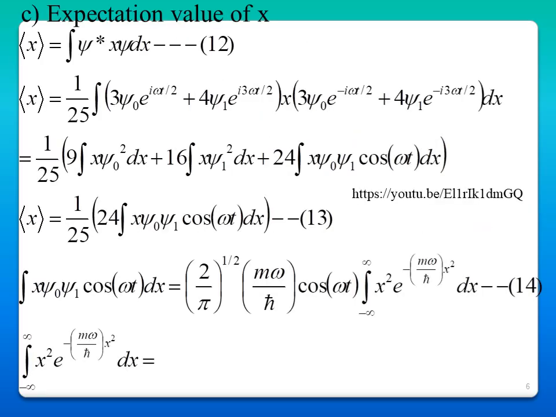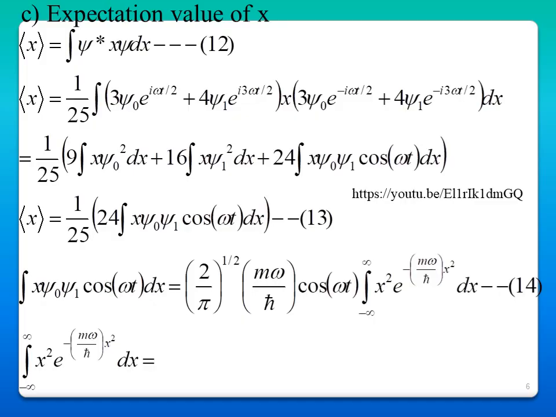Now we have to find the expectation value of x. So it is integral psi star x psi dx. If you substitute the value of the wave function and multiply, the first term you are getting is integral x psi naught squared dx and another one is x psi 1 squared dx, and these two are odd functions, so the integral becomes 0.